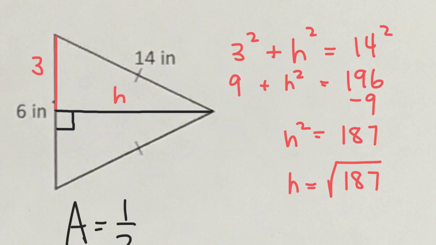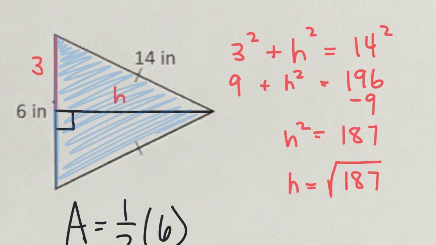So area is 1/2 of 6, right? We're finding the area of the whole entire triangle. So we have to go to the whole entire base again. We're not calculating with the triangle with a base of 3. We're calculating the whole entire triangle, so we have to use the whole base of 6. Don't just use the 3 that we used to calculate the height. You have to use the entire base, which is 6.